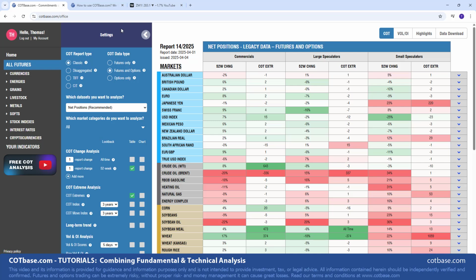So what I'm going to do is a step-by-step explanation on how we actually do commitments of traders analysis.